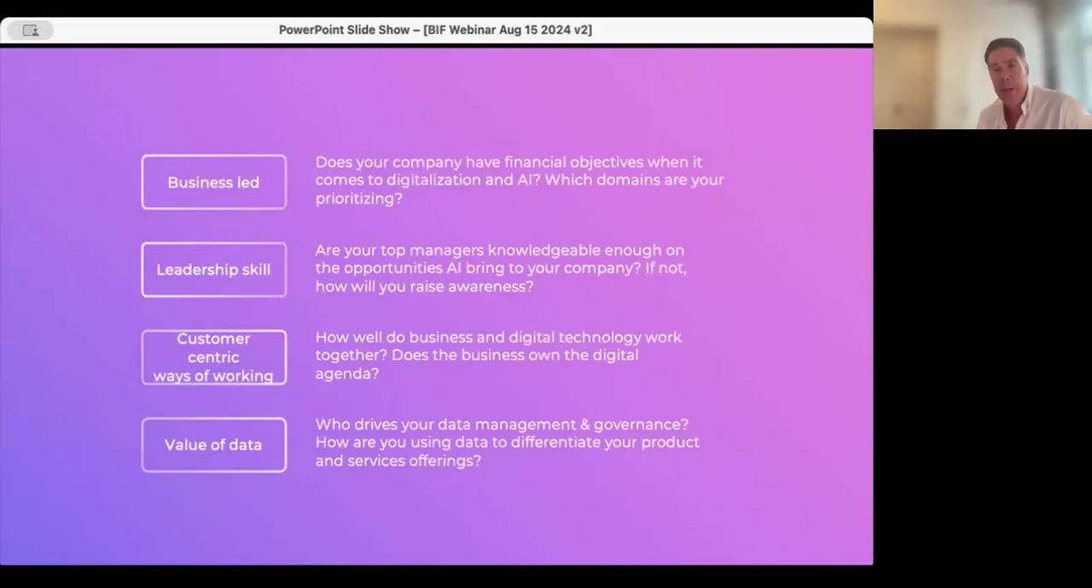So how do you get the business and the digital technology to work together? And how do you ensure that business is the one who owns the digital agenda and has both accountability and the drive to innovate? And finally, even if we talk about AI and Gen AI, at the bottom of all of this, it's about data, and it's about the value of data. So how is your company driving data management and governance? And how are you ensuring that you can use your proprietary data to differentiate your products, services, and offerings?